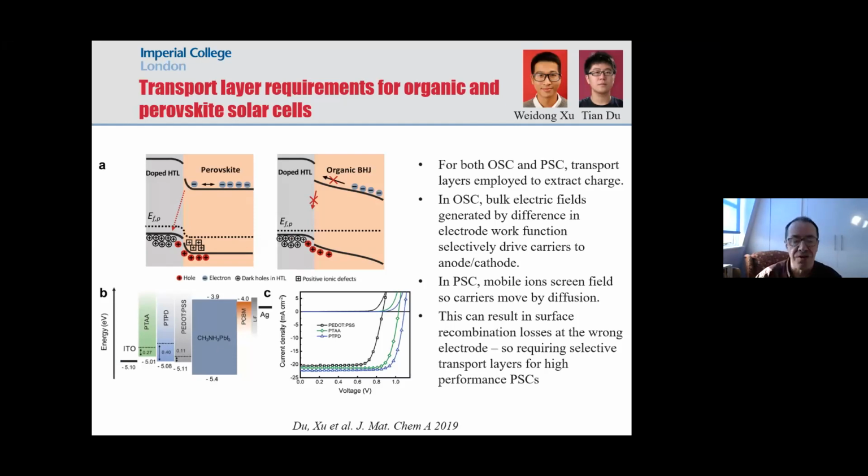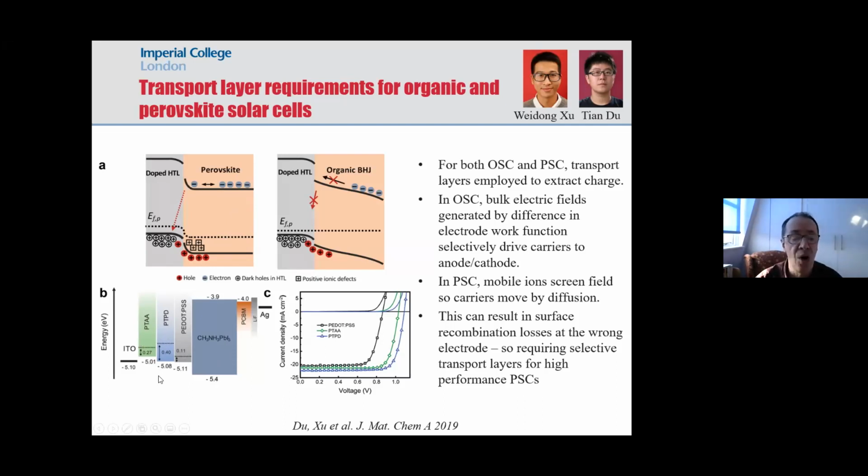But in perovskite solar cells, the ions in these materials, the mobile ions, move to screen a field, just as if you try to apply a voltage to water or to a salt solution, then the salt ions would move in the solution to screen the fields in the bulk electrolyte. And this means that charge transport in a perovskite solar cell is diffusive rather than drift, and it means that carriers can diffuse towards the wrong contact. And this greatly increases the requirement for having selective contacts.